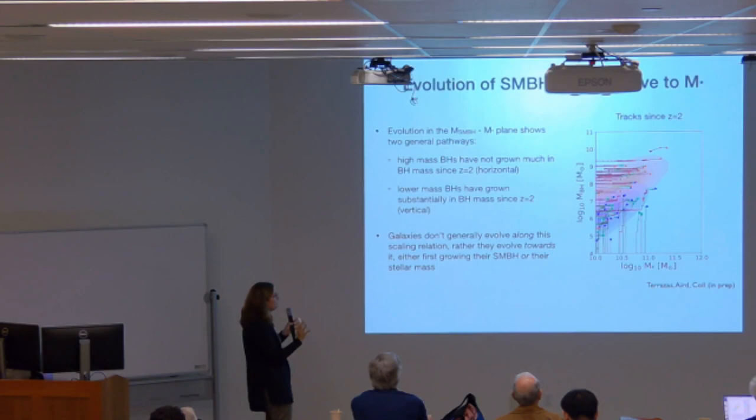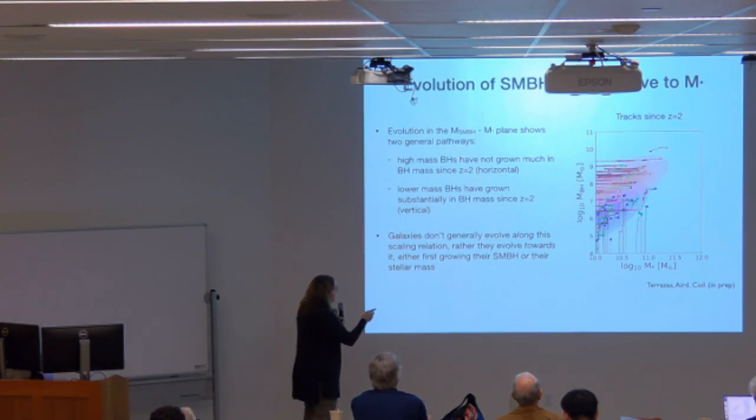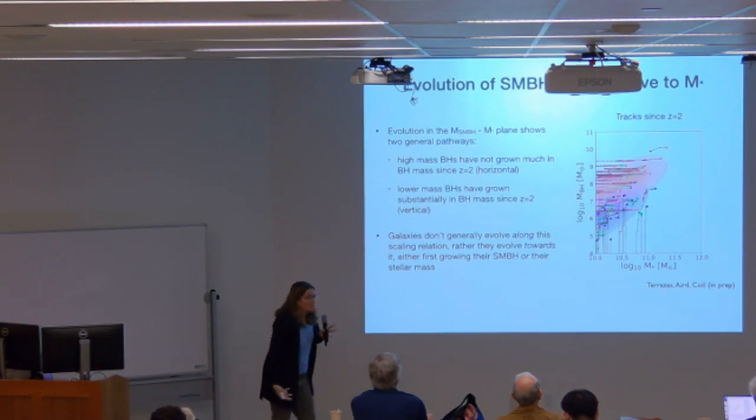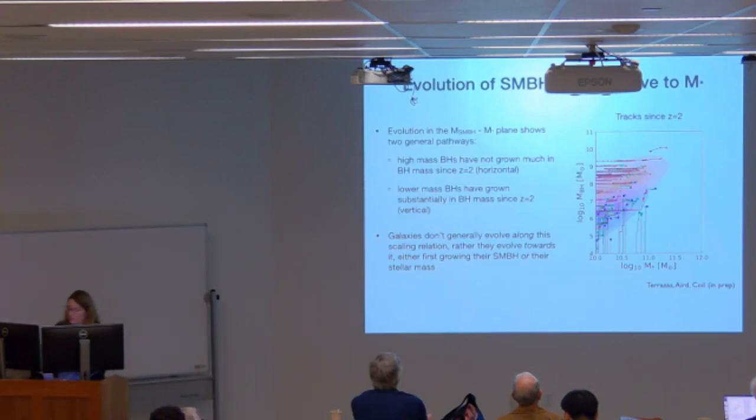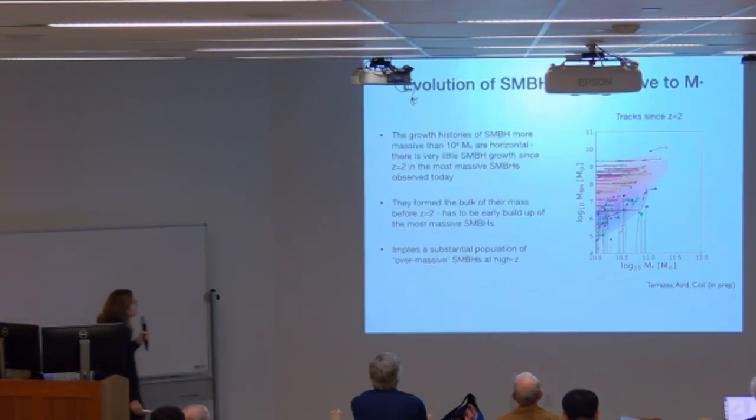So one takeaway here is that we're not finding with this model that galaxies evolve along these redshift 0 scaling relations. It's more that they evolve towards the redshift 0 scaling relation, and they've either first run their black holes or their stellar mass, and then they catch up by redshift 0.